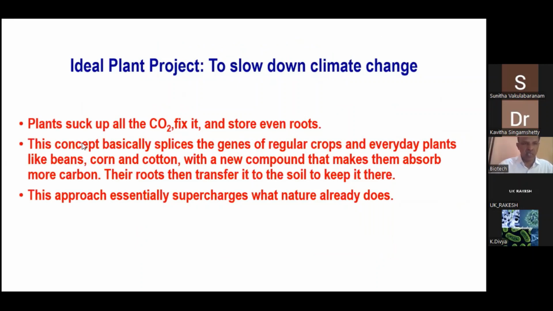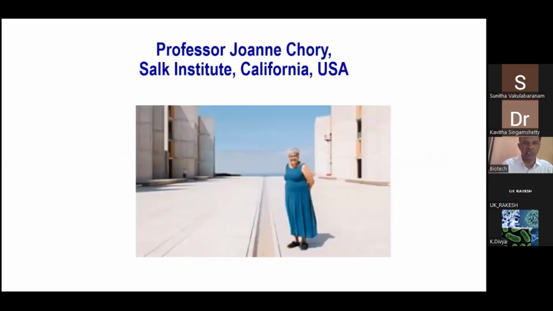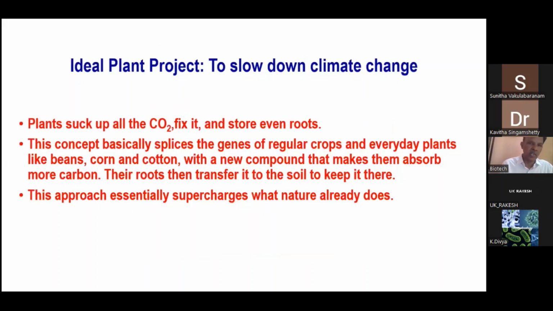What does she say? Plants suck up all the carbon dioxide, fix it, and store it even in roots. This concept basically splices the genes of regular crop, like bean, corn, with new compound that make them more carbon. The roots are transferred to soil and kept there. This approach essentially supercharges what the nature already does. So this is the work that is being done by this particular lady at Salk Institute, California in USA.